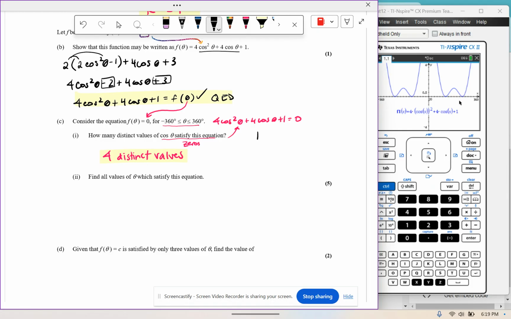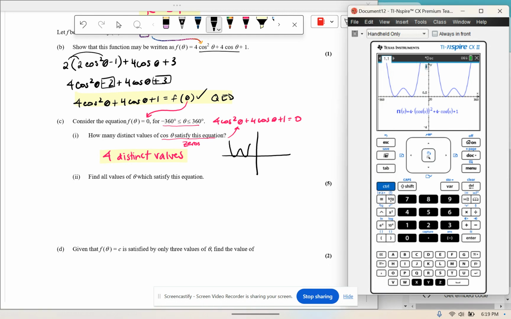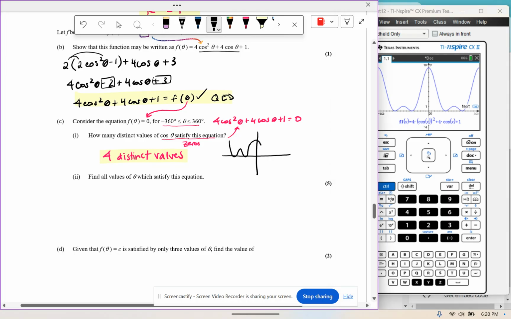And you can just include a little sketch of the graph if you want. What happens to this thing in between here? How high does it go up? Oh, that's way too high. So it looks kind of like a weird little 2 W's or something. Okay, so we'll do that. And then that's enough math to show that you know what you're doing. So that's your 4 solutions.